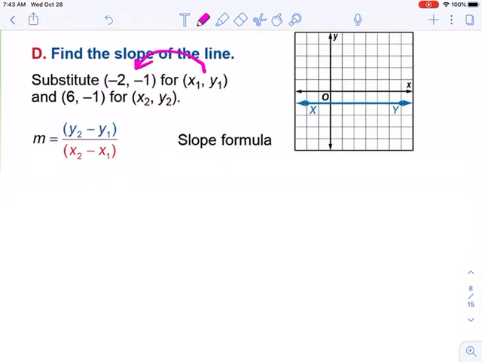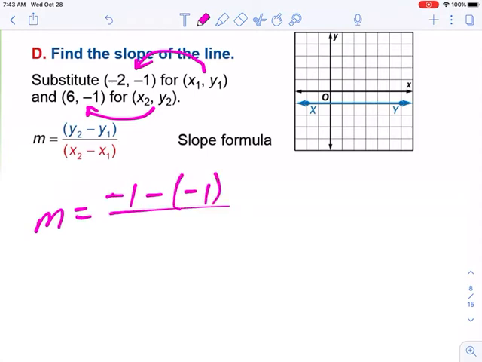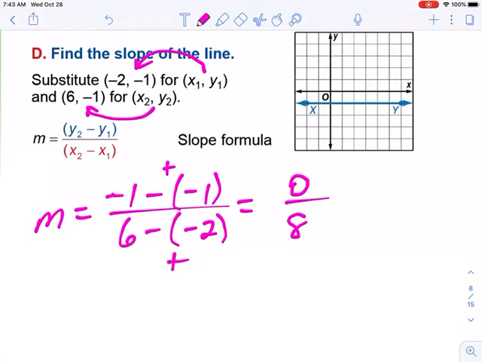Find the slope of this line. This point's first, so I'll let it be x sub 1, y sub 1. This point's second, I'll let it be x sub 2, y sub 2. So slope is y sub 2, negative 1, minus y sub 1, negative 1, over x sub 2, 6, minus x sub 1, negative 2. Minus minus is plus. Negative 1 plus 1 is 0. 6 minus minus, that's plus. 6 plus 2 is 8. 0 divided by anything is 0. This has a slope. Slope is 0.